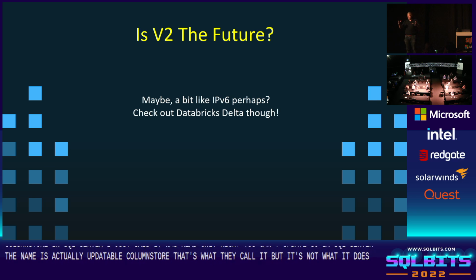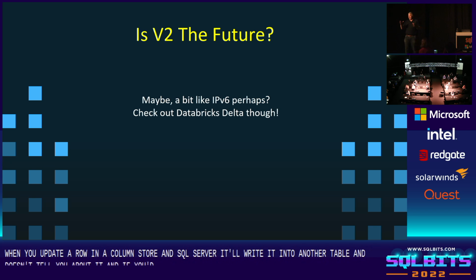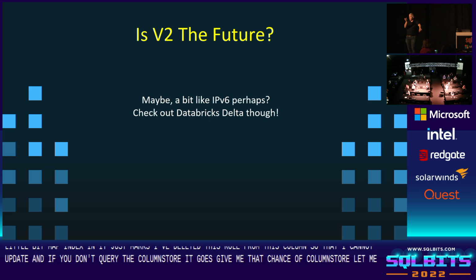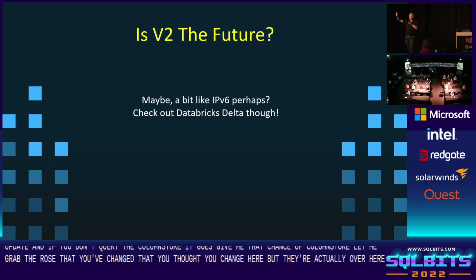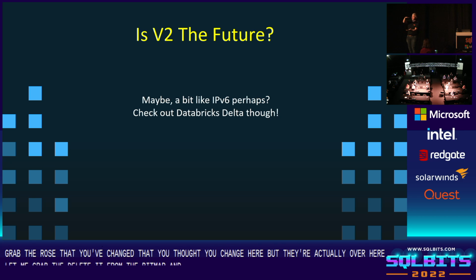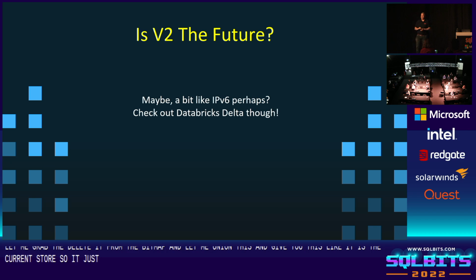When you update a row in a column store in SQL Server, it writes it into another table and doesn't tell you about it. And if you delete a row in a column store in SQL Server, it has a little bitmap index, and it just marks, I've deleted this row from this column store that I cannot update. And if you then query the column store, it goes, give me that chunk of column store. Let me grab the rows that you've changed, that you thought you changed here, but they're actually over here. And let me grab the deleted from the bitmap, and let me union this, and give you this like it is the column store. So it just cheats a bit.